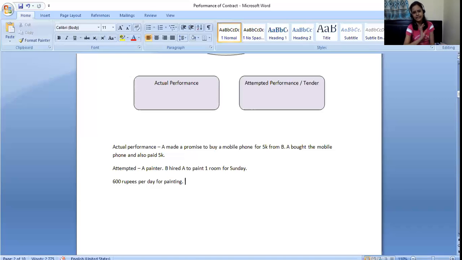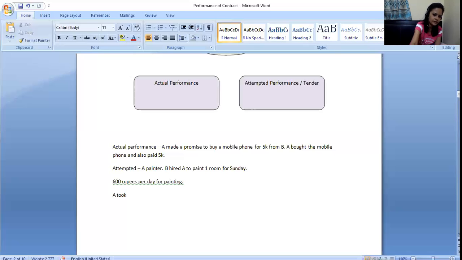But B cannot file a case against A saying that you did not perform your contractual obligations. Why? Because this attempt was made, right? The other person went there, he waited the whole day for the instructions and for the necessary things, but he did not get them. So this person can file a case asking for compensation for whatever loss he has suffered because he was not allowed to perform. He had to lose out on his daily wage of 600 rupees. So he can file a case accordingly. Now take for example A.